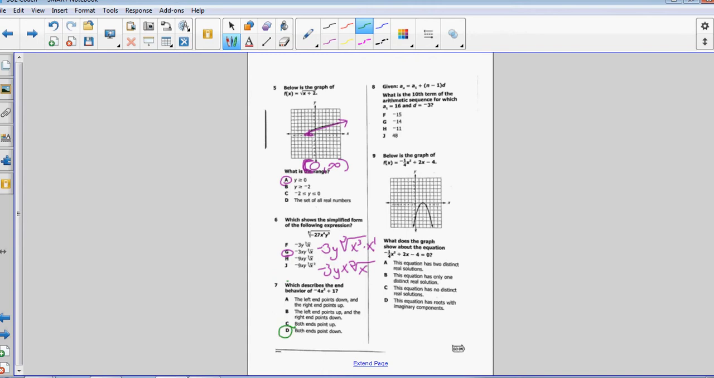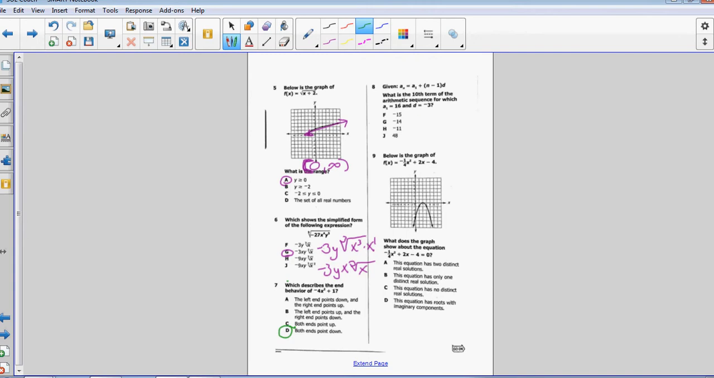Number 8. Alright, for this one you're going to want your formula sheet, although they do give you the formula right here. And it says, what is the 10th term of the arithmetic sequence for which the first term is 16 and the common difference is negative 3? So let's fill in these numbers here.